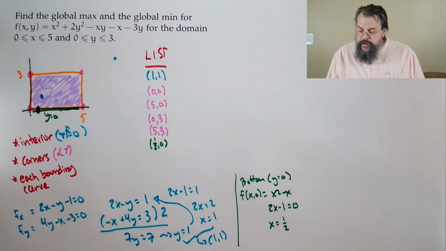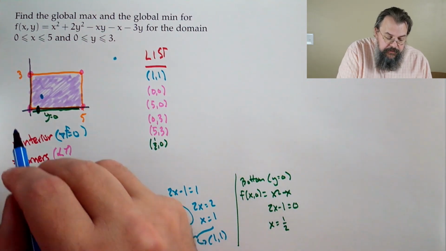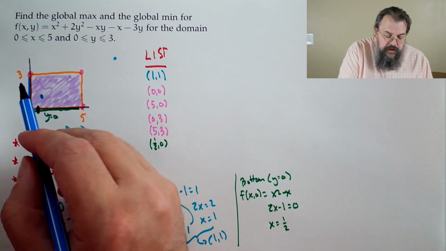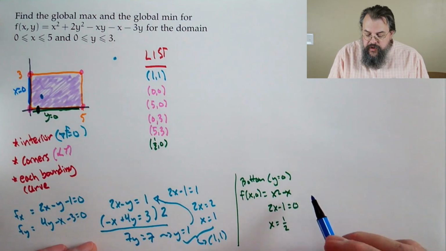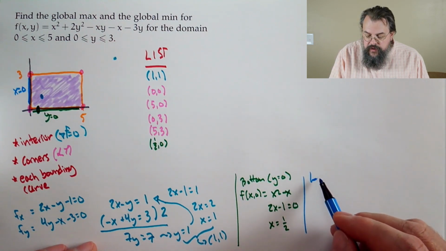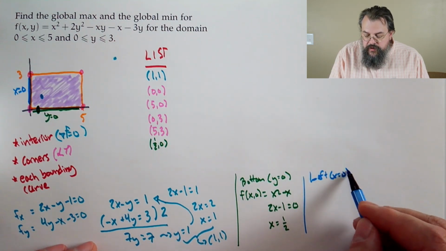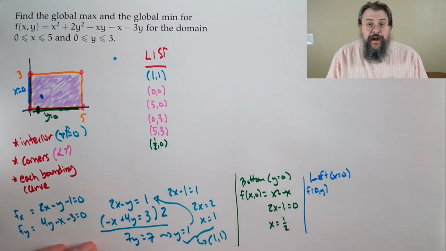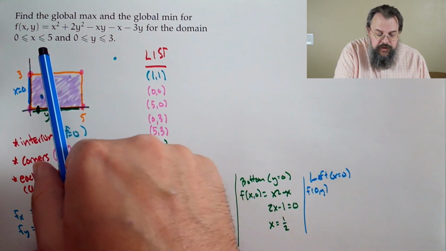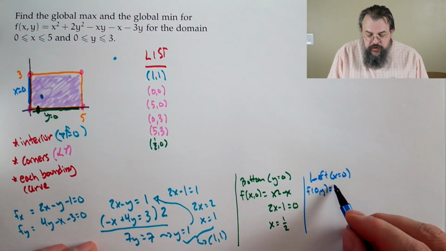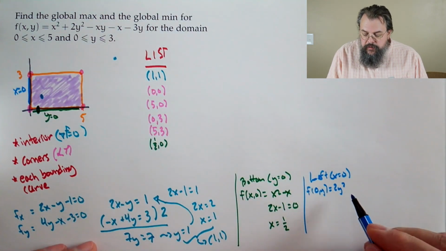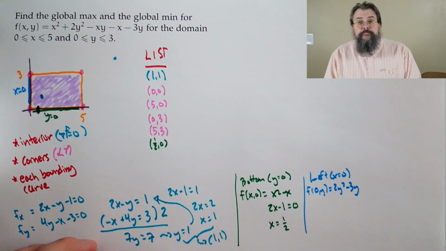Well, keep working our way around. Lots of edges to go. Okay, let's do our left. What's true about our left? Well, that's x equals 0. So on our left, x equals 0, what happens? Our function becomes f(0, y). So everywhere we see an x, we put 0. So we get 2y squared minus 3y.